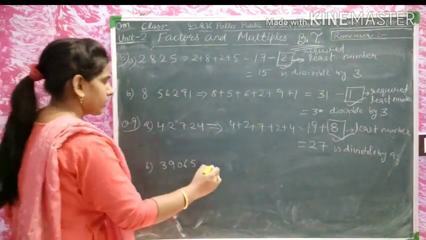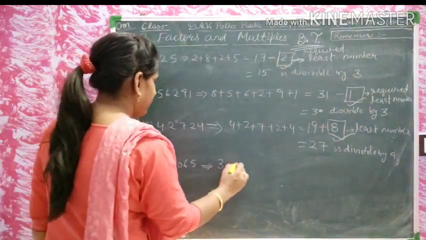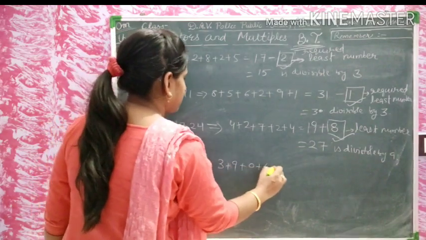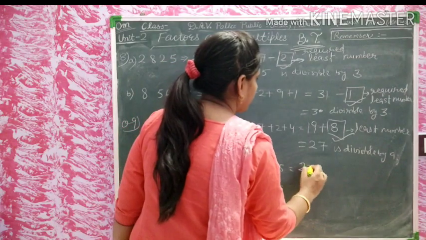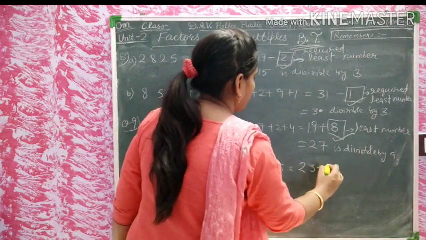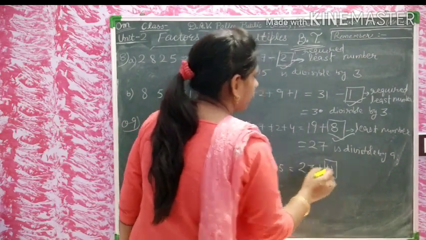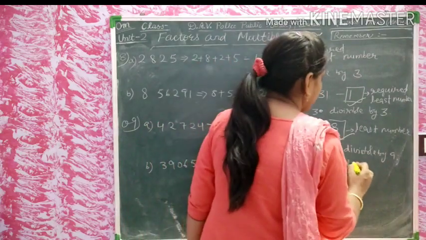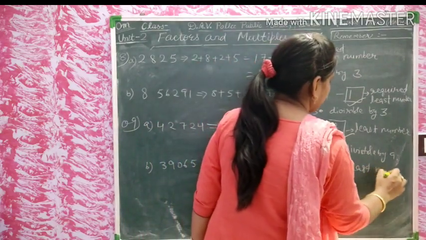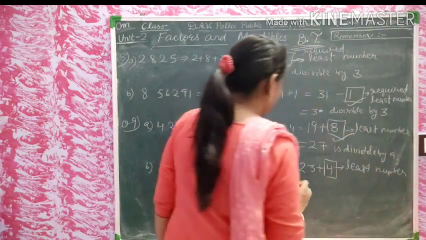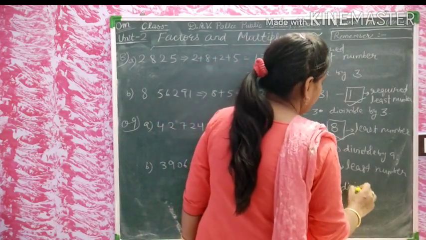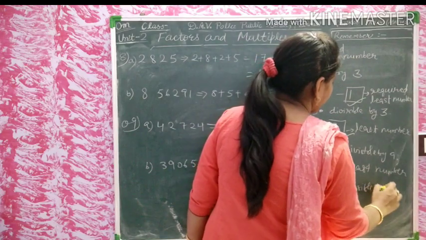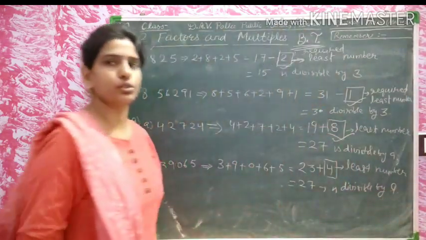Now for this number, 3 plus 9 plus 0 plus 6 plus 5, that is 23. And in 23, we subtract the number 4. This is the least number. And this equals 27 is divisible by 9. Is this clear, students?